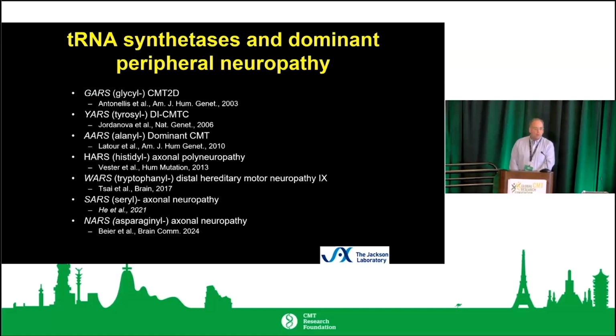So I want to move now to some work that my lab has done. The class of CMTs that my lab is most interested in are dominant axonal neuropathies caused by mutations in tRNA synthetase genes. The first of these, glycyl tRNA synthetase, was identified by Tony Antonellis almost 20 years ago, well, over 20 years ago now. I would like to think that we're finally making some progress on understanding this mechanism and developing some therapies.